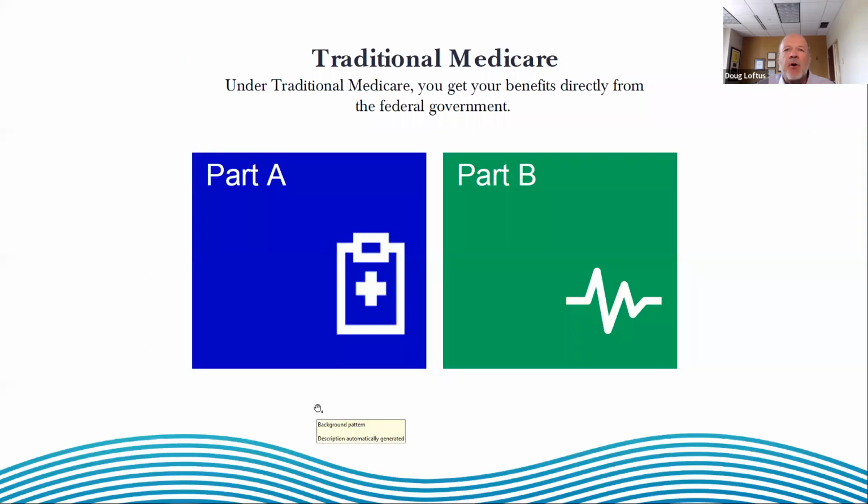So traditional Medicare, as Tom explained, is Part A and Part B. And your insurance company is essentially the government. And they leave the choice under traditional Medicare of the treatment protocols to you and to your doctor. That is a control element that a lot of people enjoy when they go into Medicare.